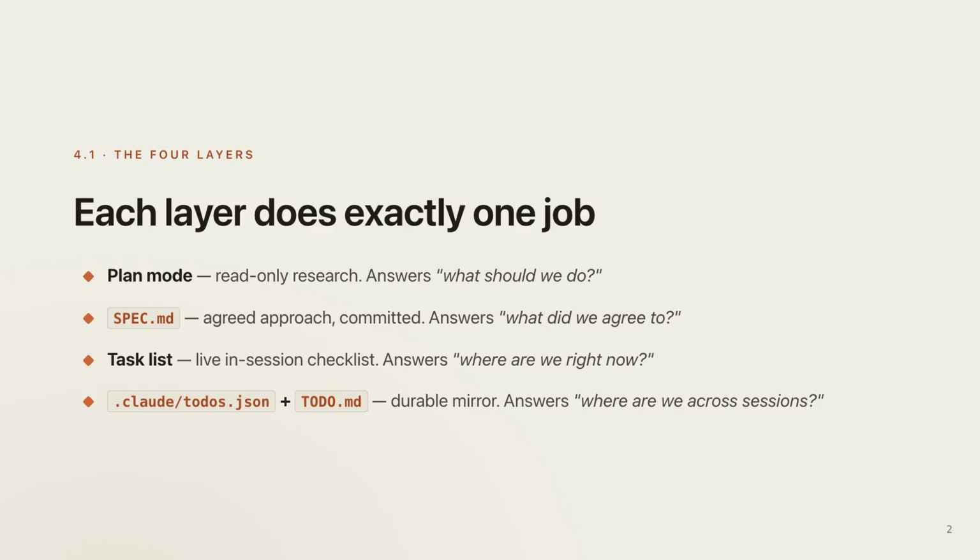The .claude/todos.json plus to-do.md pair is the durable mirror, machine readable and human readable, kept current by a small skill and hook. You want all 4, each pulling its own weight. The discipline is refusing to ask any one of them to be the others.